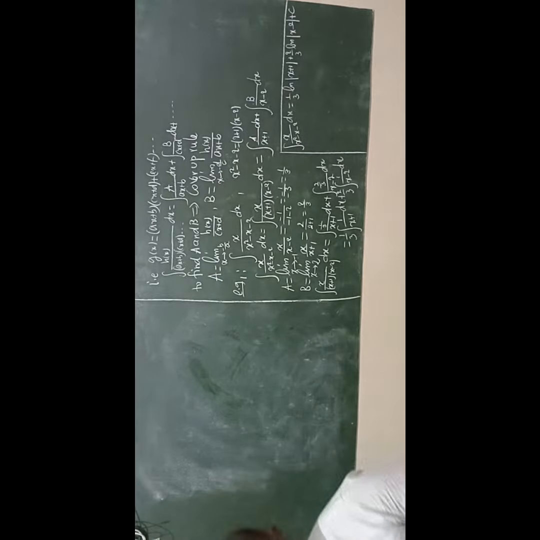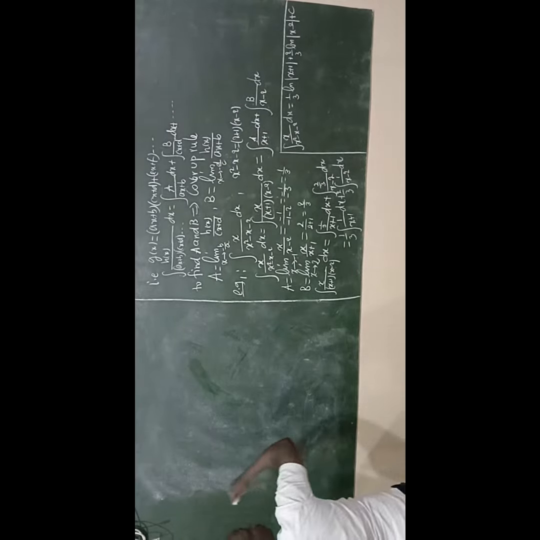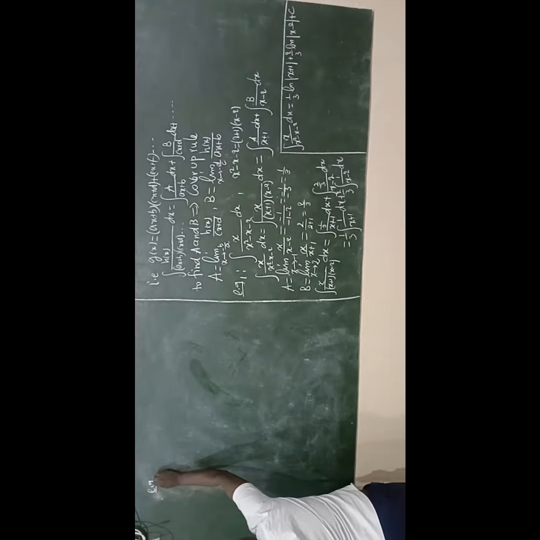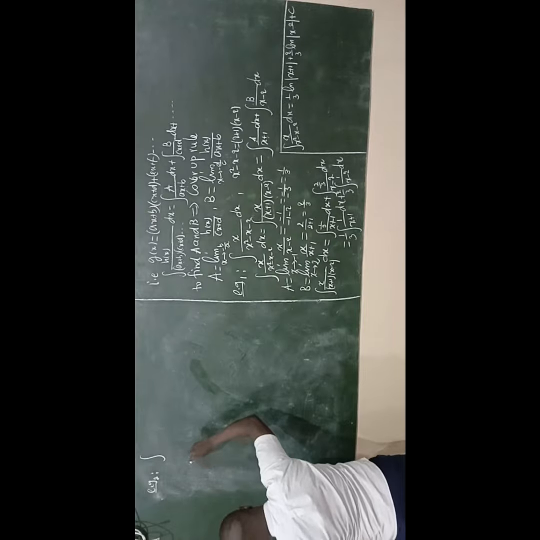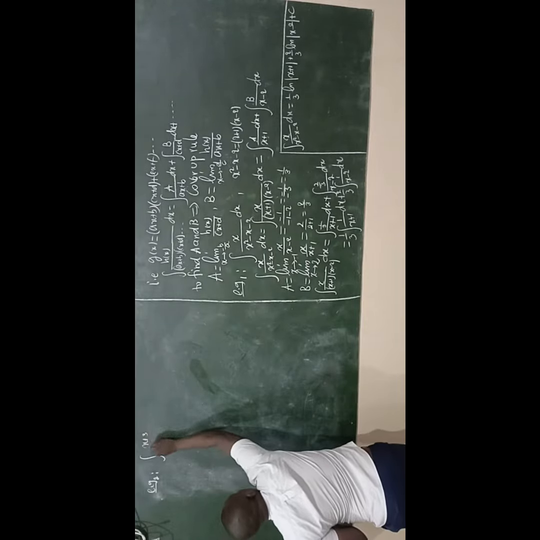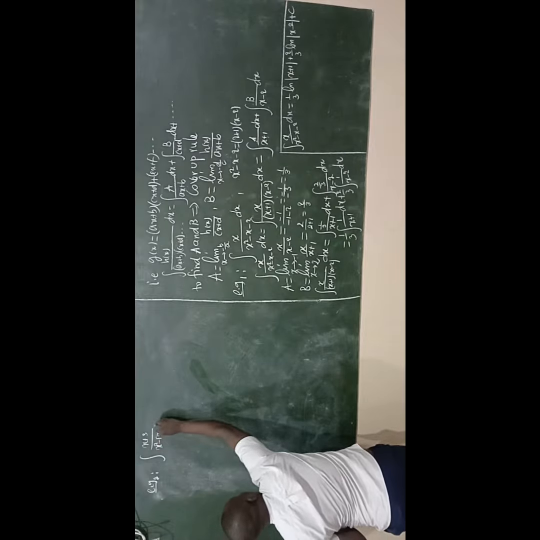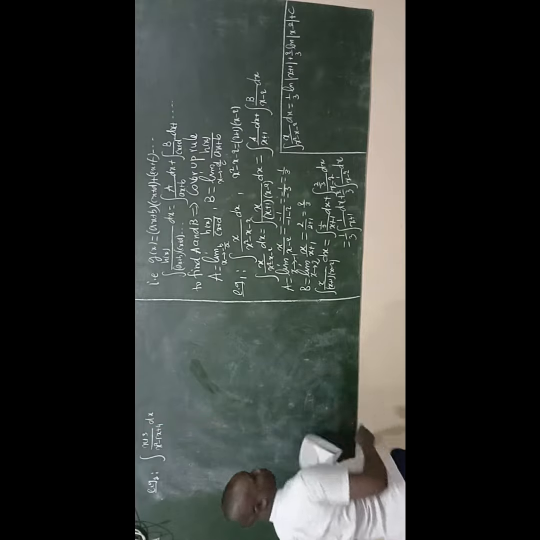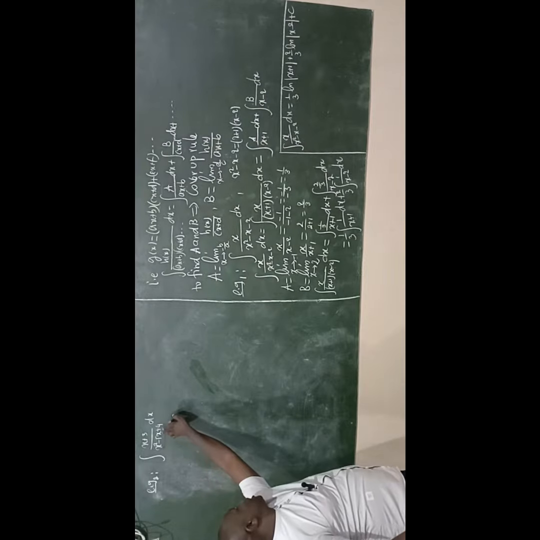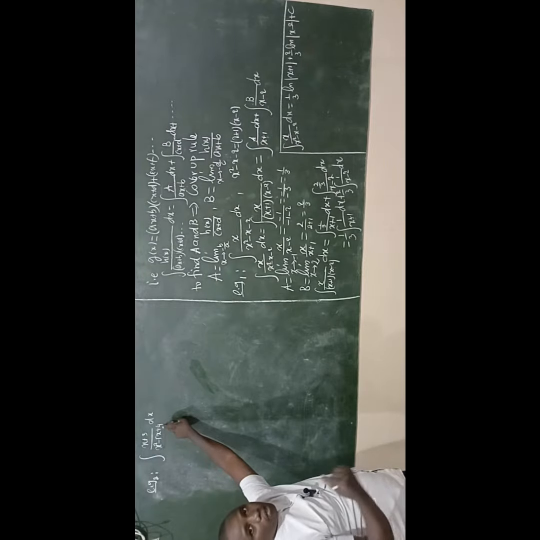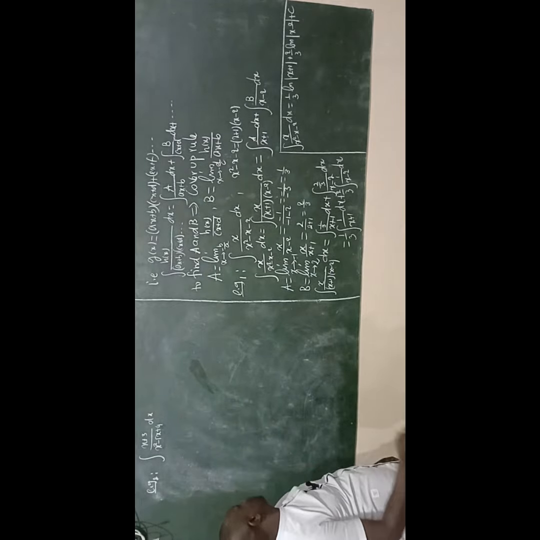The next example is example 2. We need to find the integral of x plus 3 by x squared minus 5x plus 4 dx. As you see, this denominator is reducible, meaning it can be factored into the product of two linear factors.